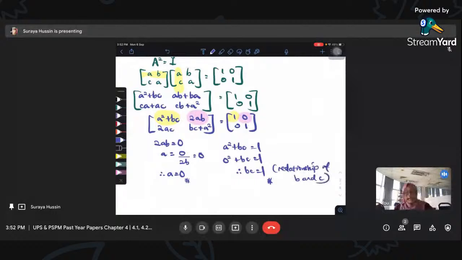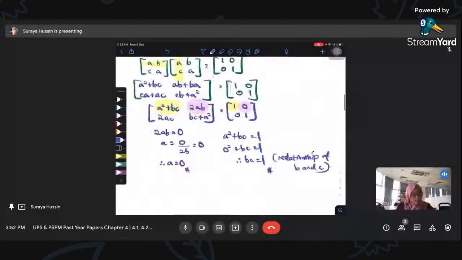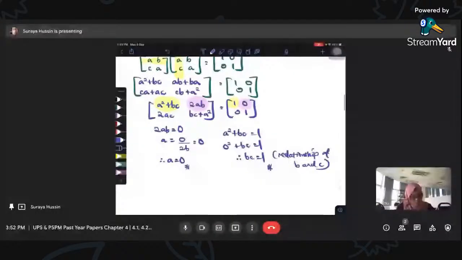They are not asking for the value of B or the value of C. No. What do they say? Relationship between B and C. Just leave it like that. That's your answer. Both of this is your answer. Just leave it like that. No problem at all, because they say that this is the relationship between B and C.